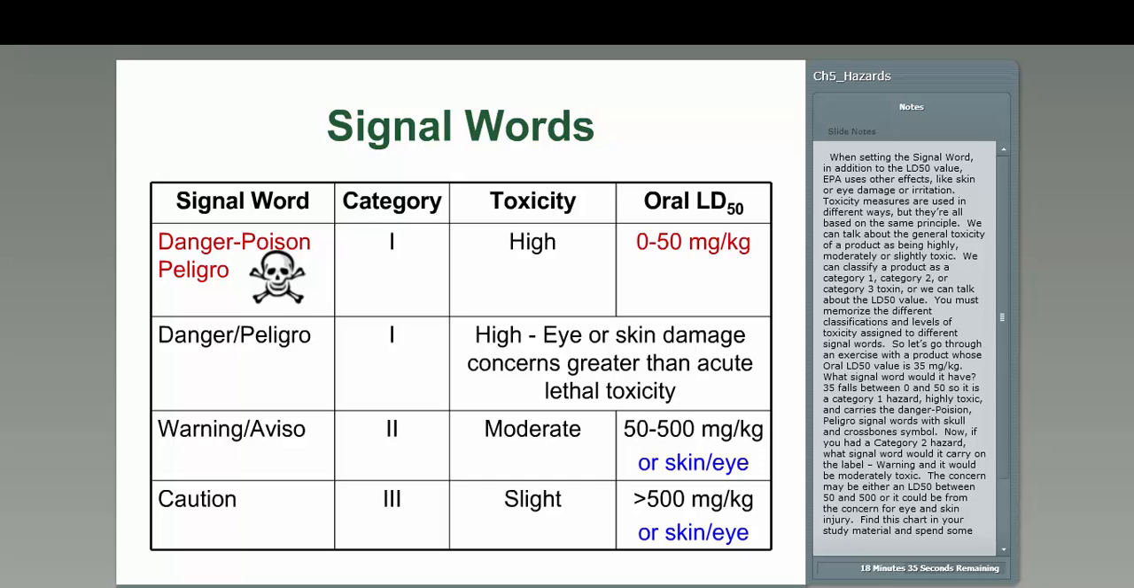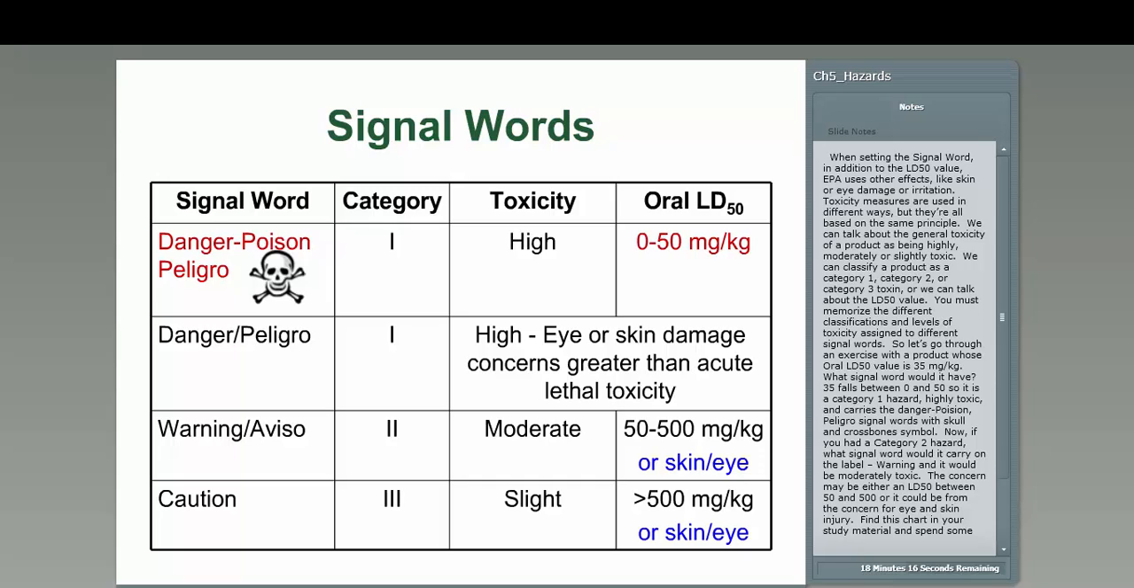Now, if you had a Category 2 hazard, what signal word would it carry on the label? Warning, and it would be moderately toxic. The concern may be either an LD50 between 50 and 500, or it could be from the concern for eye and skin injury.